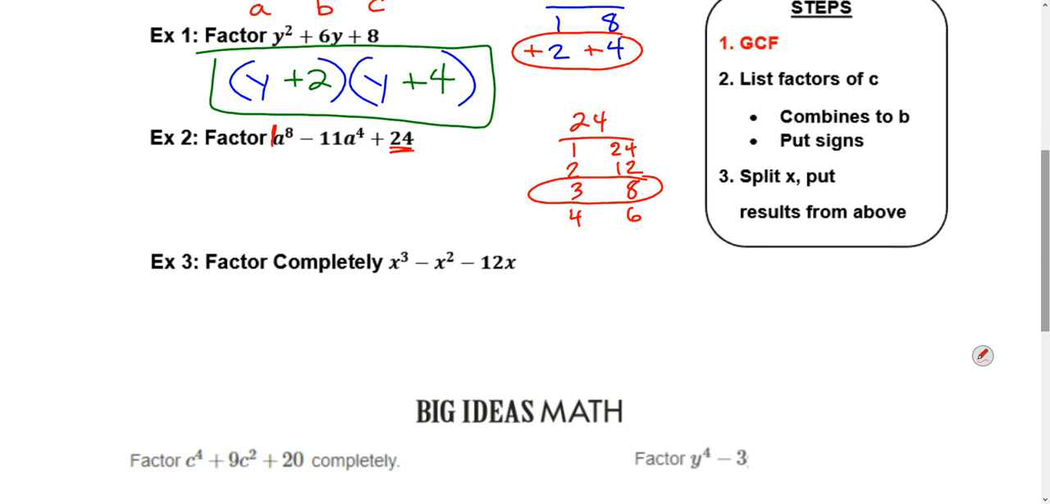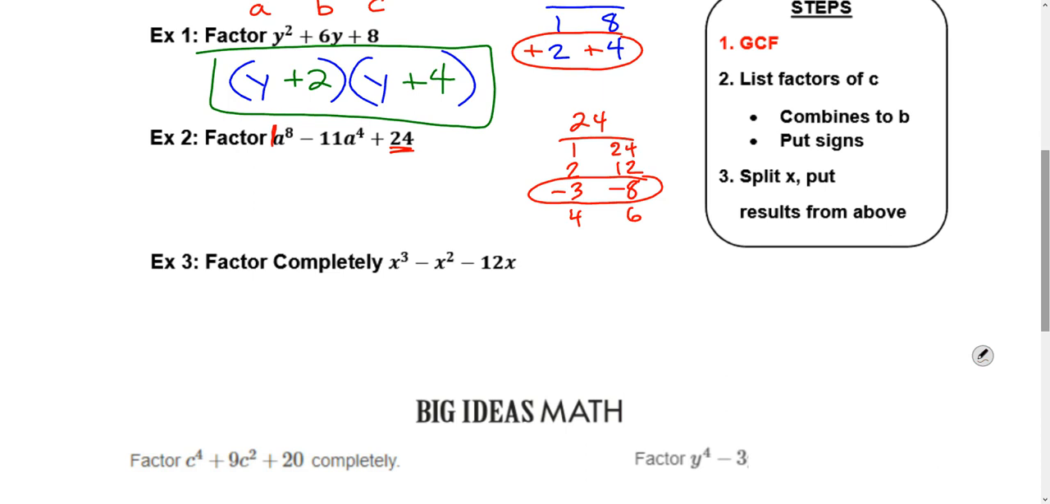Now, after I pick that pair of numbers, now I have to put the signs on to make everything work right. How do I put signs on 3 and 8 to make it add to negative 11? You would make them both negative. Perfect. So this is negative 3 and negative 8. So if you check this, they add to negative 11, and they also multiply to positive 24.